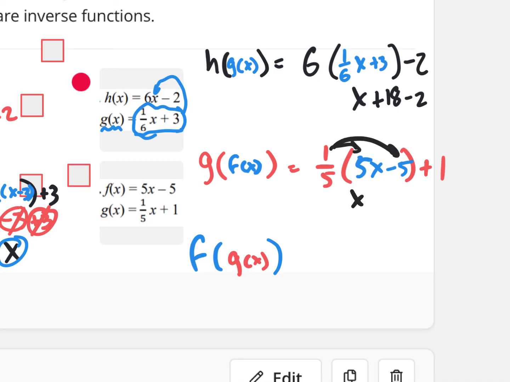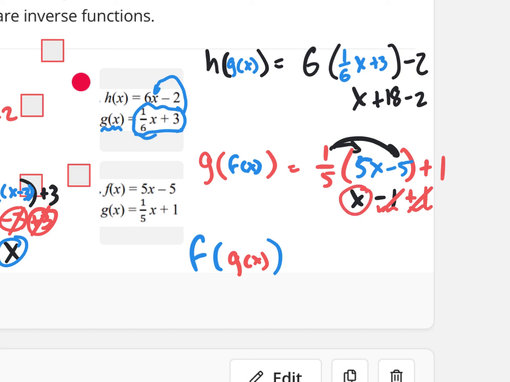And then 1/5 times negative 5, that'll give you a negative 1. And of course, you still have the plus 1 on the outside. And yes, the -1 and +1 cancel out, which leaves you that single x that we're looking for.